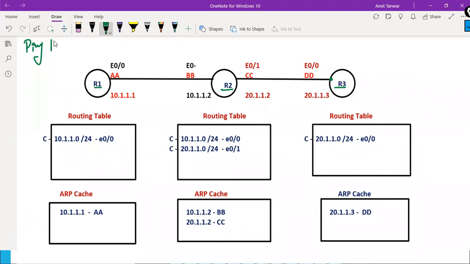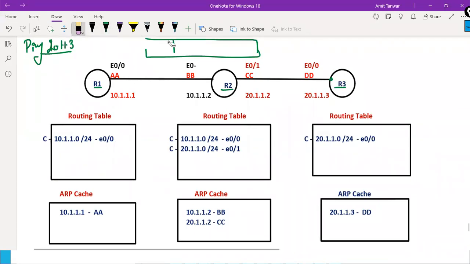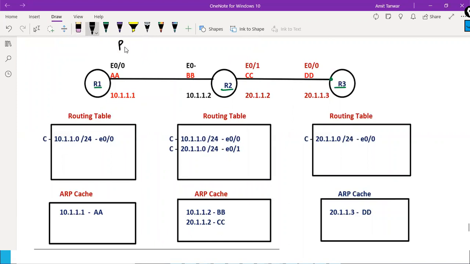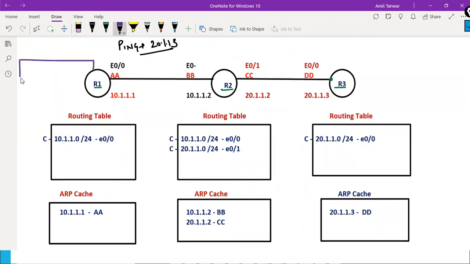20.1.1.3 here. So if you will ping here, then this will be the packet format over here. So let me ping from here to 20.1.1.3. So what will be the packet format? The packet format looks like this.